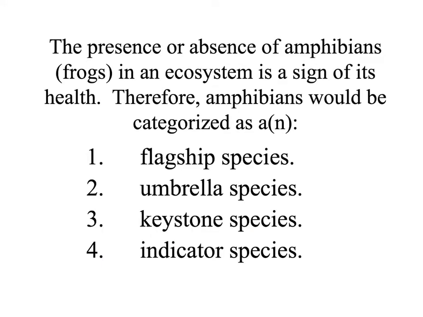Here's a review question. The presence or absence of amphibians, such as frogs, in an ecosystem is a sign of its health. If the frogs are there, we know the ecosystem is healthy. Therefore, amphibians would be categorized as blank. Take a minute to think about this question. Pause the video if you need more time to think. The correct answer is an indicator species. Amphibians indicate whether the ecosystem is healthy or not.